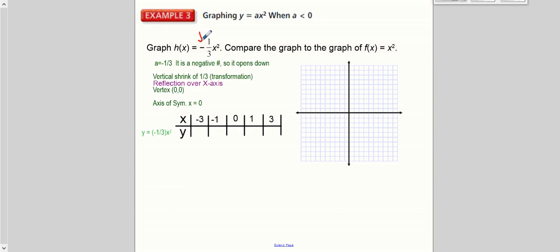We now have a couple of things going on. We have a negative. That makes it flip over. And we are multiplying by 1/3. When you multiply a number by 1/3, does the number get bigger or smaller? It gets smaller. So it's a vertical shrink of 1/3. The negative gives us a reflection over the x-axis. Our vertex is still at 0, 0. Fill in your table and make your graph.